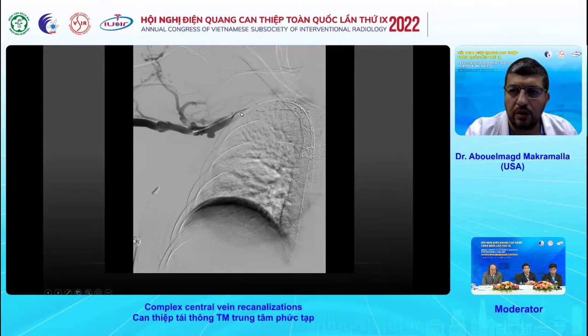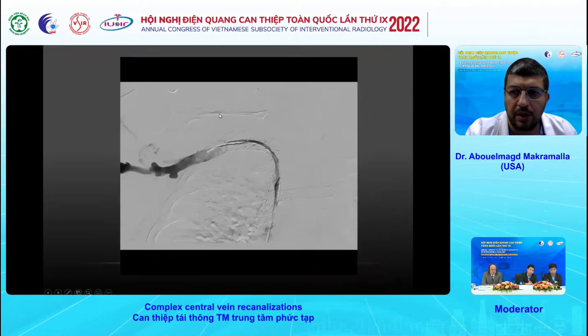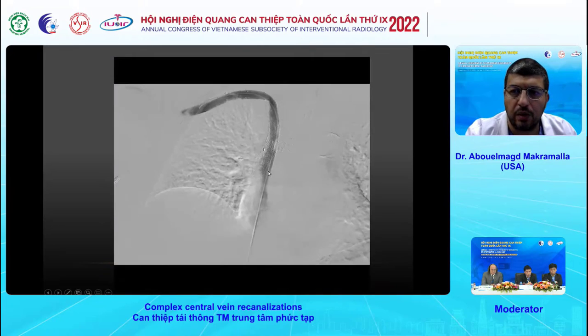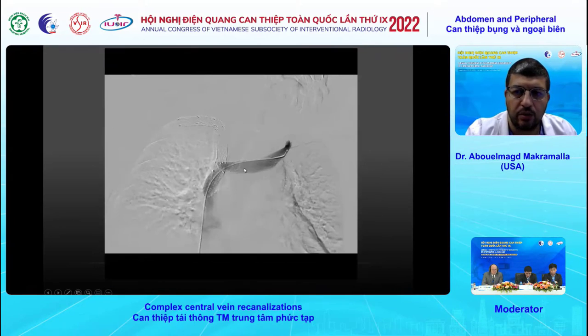And as you can see, there's no flow in the stents itself, so we're able to angioplasty and do mechanical thrombectomy of the stents using the low maceration and the percutaneous thrombectomy device, and we got excellent flow with the patency of the stents and excellent flow through the graft itself. And the left stents remain patent.